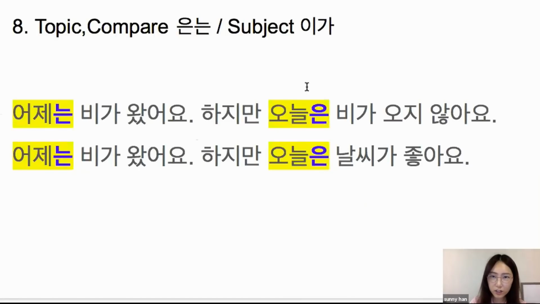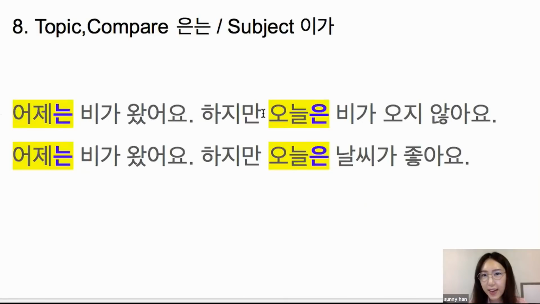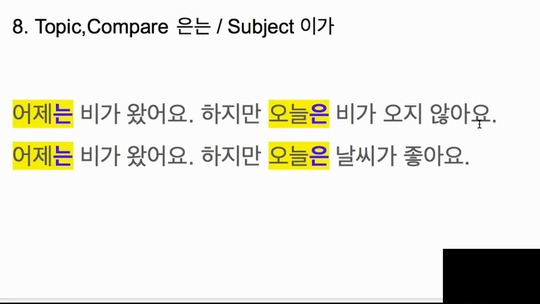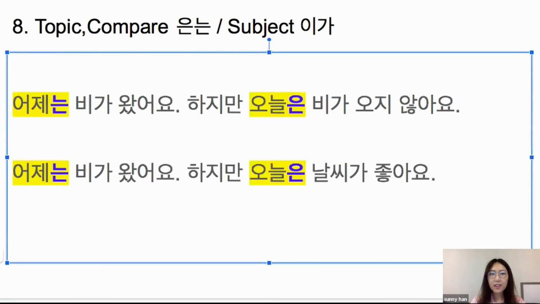어제, yesterday, today, 오늘. It was raining yesterday, but not today. 어제는 비가 왔어요. 하지만 오늘은 비가 오지 않아요. 오지 않아요. Good.